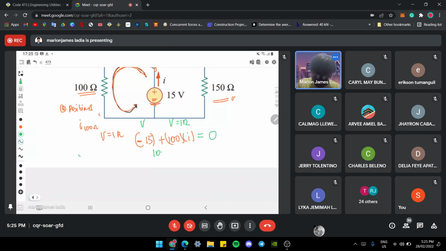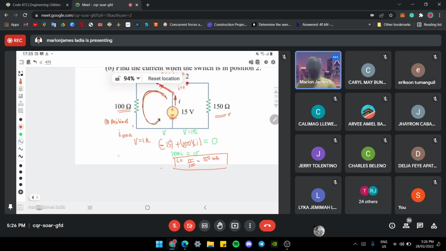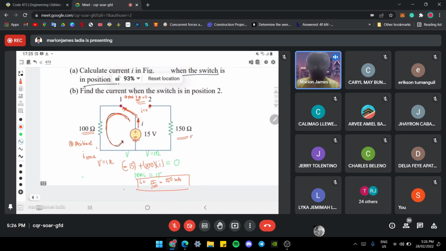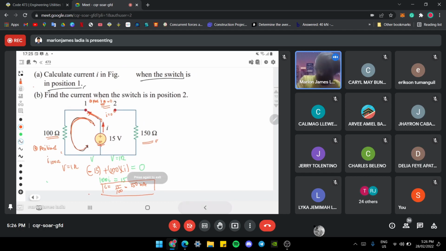So, therefore, 100I is equal to my 15 volts. So, therefore, I is equal to 15 all over 100, which is equal to 150 milliampere. Okay? Then, that is at position 1. Okay, position 1. So, para naman pag position 2 tayo.